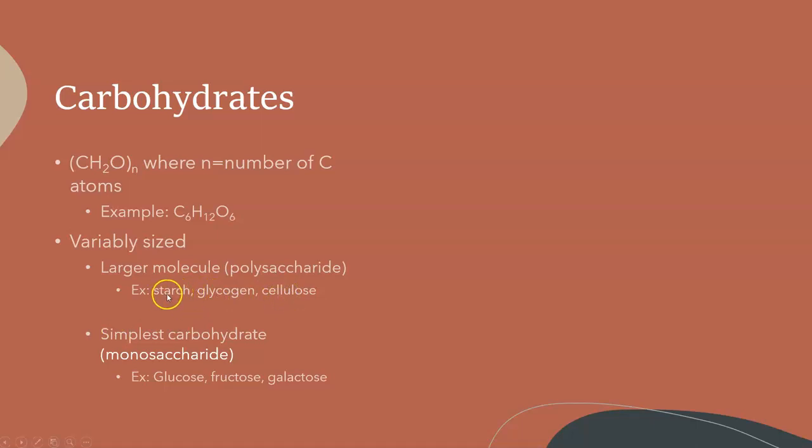You know what starch is. Glycogen is within your cells, and cellulose is within plant cells. And you can have very simple carbohydrates, monosaccharides, like glucose, fructose, and galactose. Glucose is right here. Fructose is a little different. Galactose is a little different. But those are monosaccharides. You put many glucoses together to form polysaccharides.